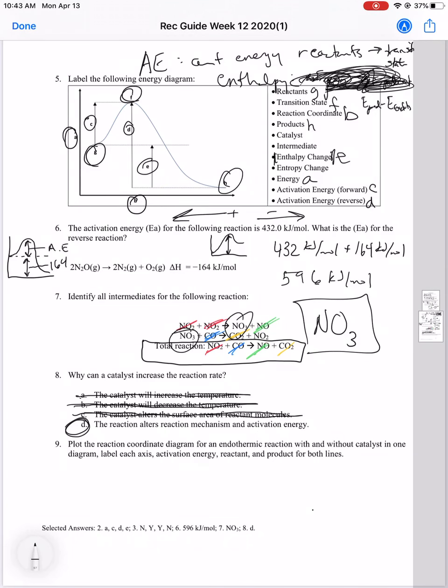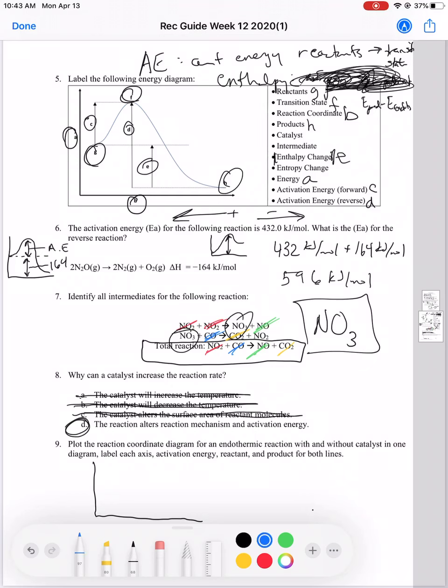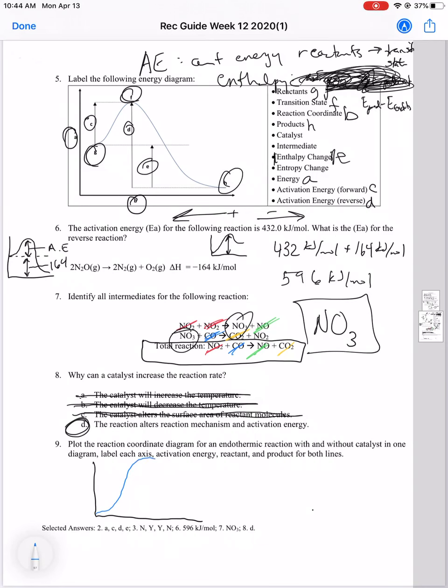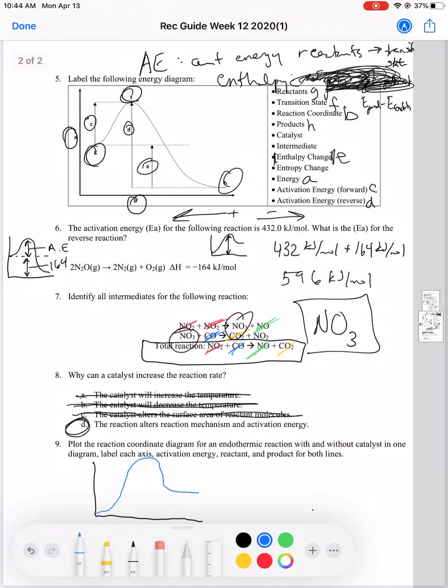Plot the reaction coordinate diagram for an endothermic reaction with and without catalyst in one diagram. Label each axis, activation energy, reactant, and product for both lines. Okay. So I'm going to draw one of these in blue and one in green. An endothermic reaction means it's going to be taking in energy, right? So that means our reactants will have less energy than our products. So that's what that's going to look like, and that's without a catalyst.